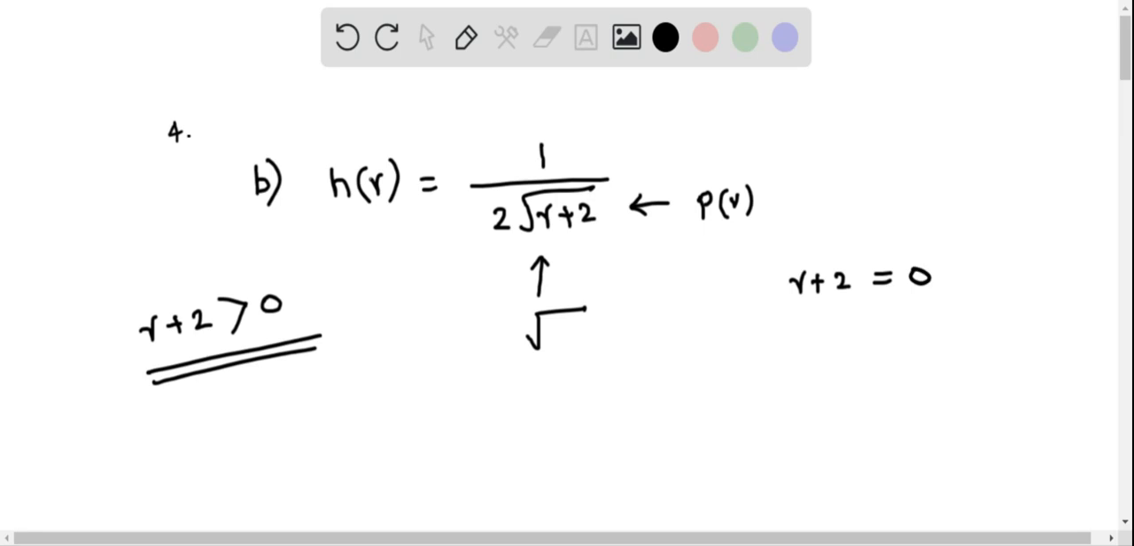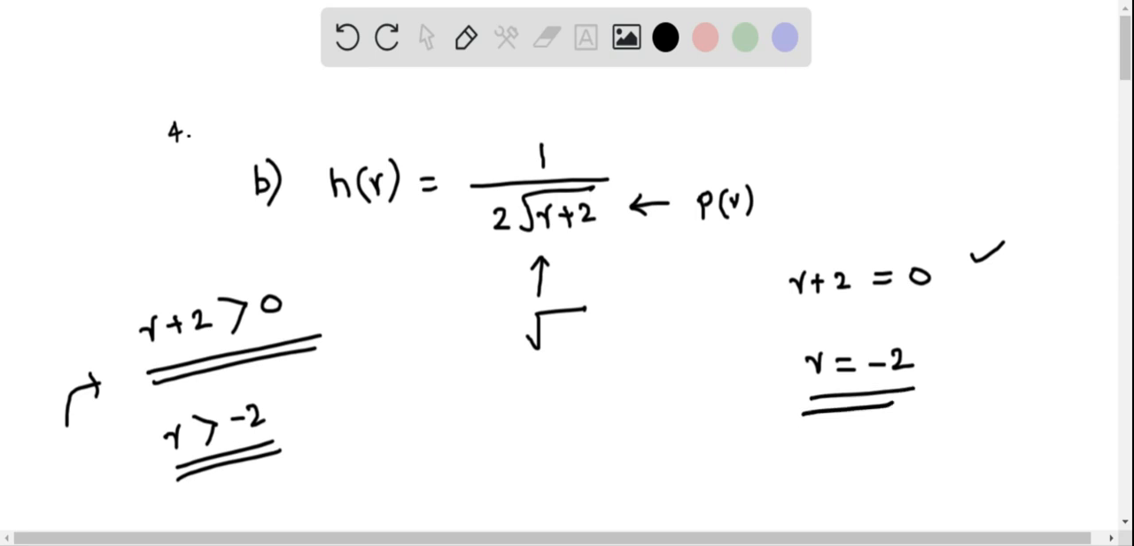Okay, so first let's solve this inequality. Let's subtract 2 from both sides. So we get r greater than negative 2. And this is for the restriction on the square root function. Now let's solve this equation, that is r equals negative 2. So when r equals negative 2, we see that the denominator function equals 0. So we have a restriction on r, that is r should not equal negative 2.